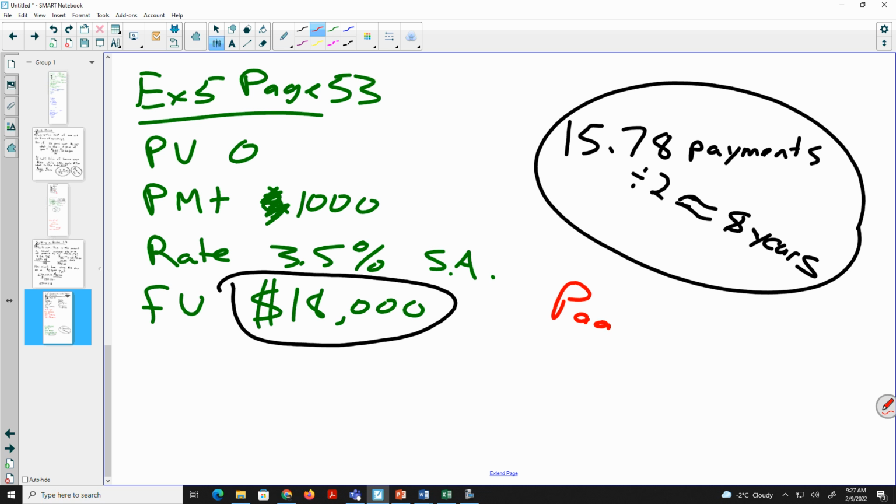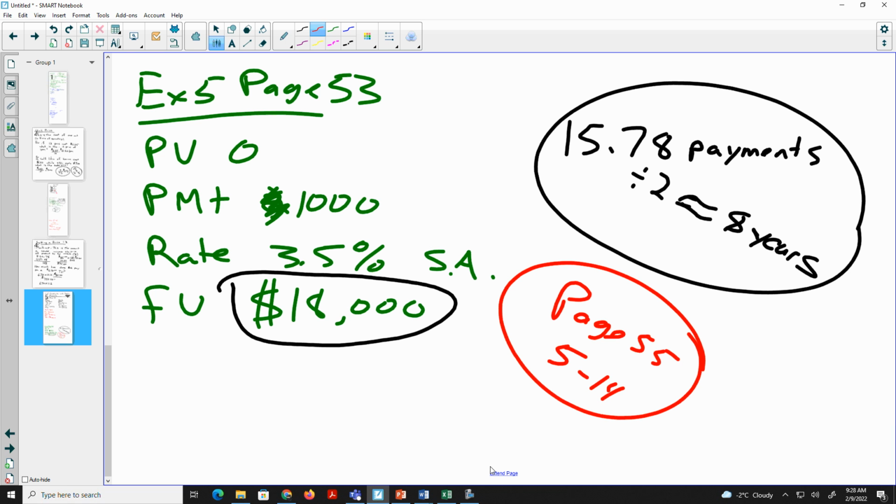Okay. Let's go to page 55, questions 5 to 14. So the quiz on Friday will be everything from 1.4 to 1.5. It should be fairly straightforward.